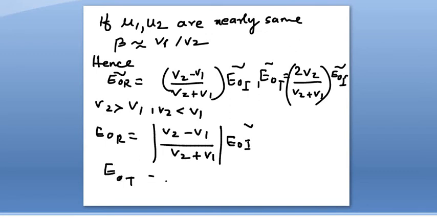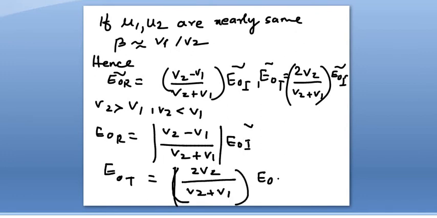E0T will have no problem. It will be 2V2 by V2 plus V1 times E0I. There we don't need to take the modulus, because again there is no minus sign. Here we will take the modulus.